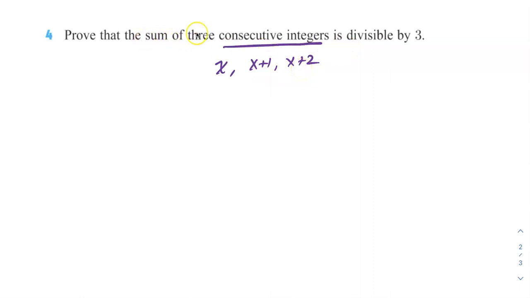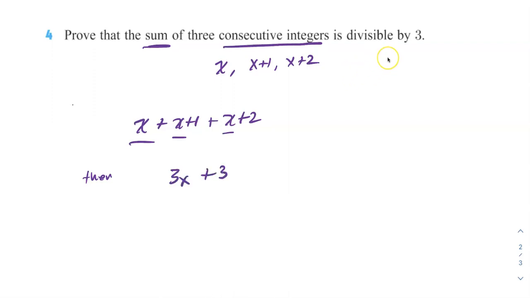What do they want me to do with it? Prove the sum of them is divisible by 3. So we just want to add them. Sum means that. So we go x plus x plus 1 plus x plus 2. That's divisible by 3, we'll get to that in a second. Then let's add up like terms: 3x plus 3. Divisible by 3 means, can I factor it? Therefore, 3 times x plus 1. So this right here is something that's divisible by 3. That's kind of my scratch work. You're supposed to make it look nicer than that.